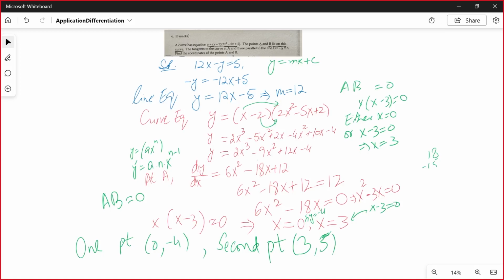So find the coordinates of the points A and B. So these are 2 points. Do you have the answers to this? So these are the coordinates of A and B. Any question to this part? No, it's all right.